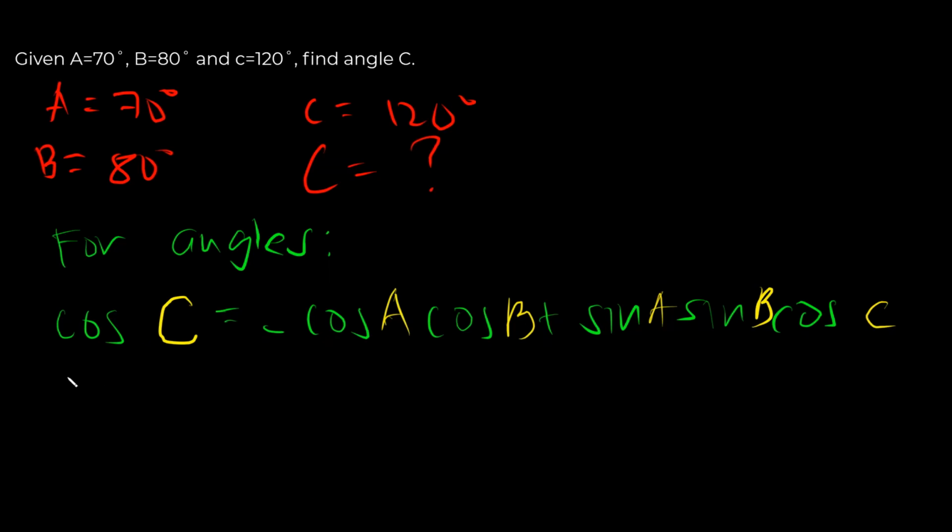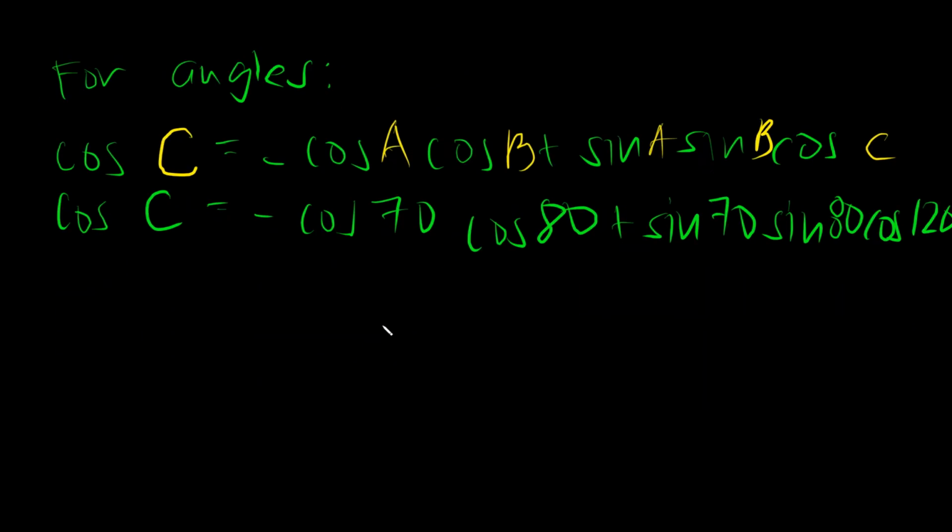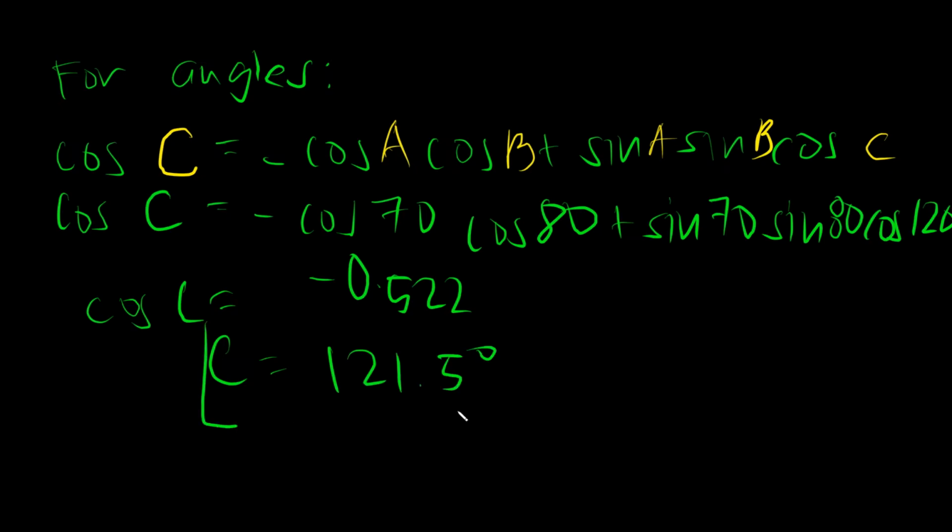Then, substituting, we have cos C is equal to negative cos 70 cos 80 plus sine 70 sine 80 cos 120. Then, i-calculate lang. We have cos C is equal to negative 0.522. So, ang angle C niya is 121.5 degrees.